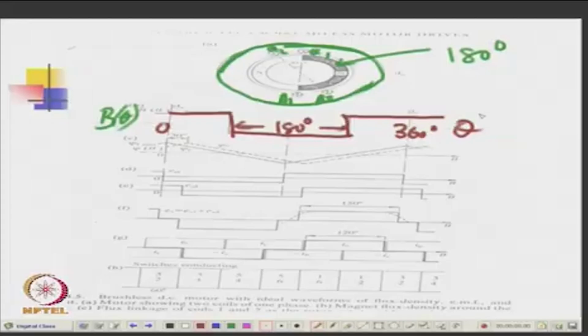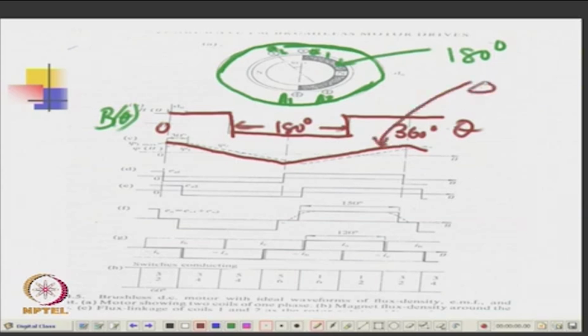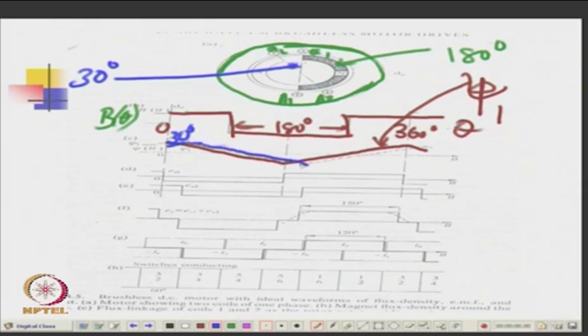And what will be the flux linkage? See, the flux linkage of coil 1, this is coil 1, flux linkage say psi 1, and similarly you will have the flux linkage of coil 2, which may be shifted by 30 degrees. Say the angle between the two is 30 degrees. So, the flux linkage will again be shifted by 30 degrees. This is psi 2.